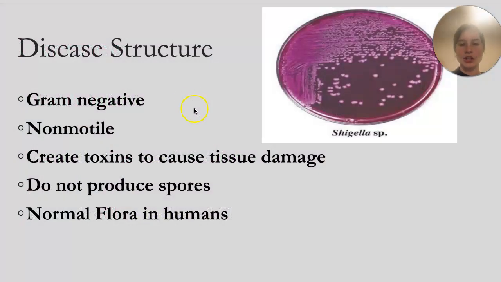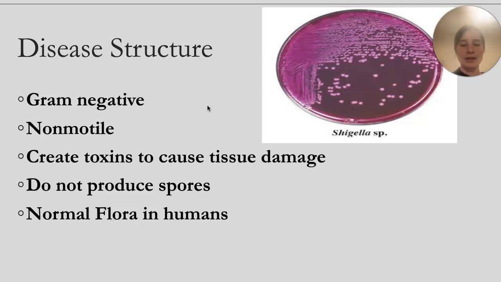So this is the structure of the Shigella. It's gram-negative, so that's why it's showing up pink. It's non-motile. It creates toxins to cause tissue damage, so this type of non-motile gram-negative bacteria is not going to be traveling to other parts of the body like one with flagella would, but instead it's going to create toxins, so when the cells begin to lyse, it's going to cause tissue damage. For this disease, it's going to cause tissue damage in the lower digestive tract.